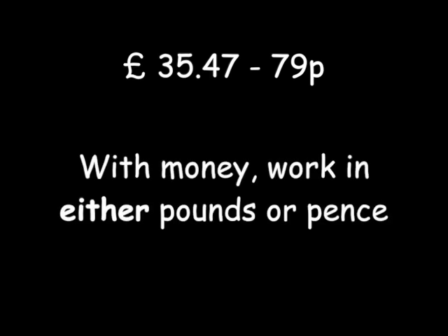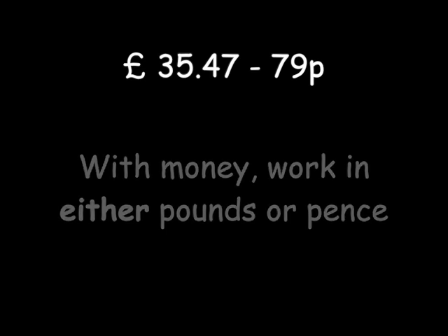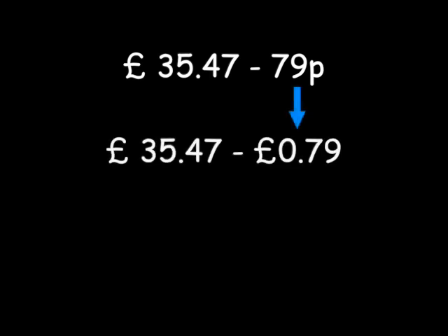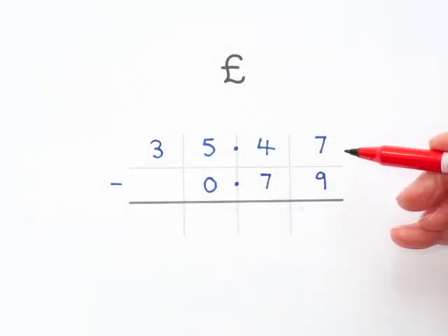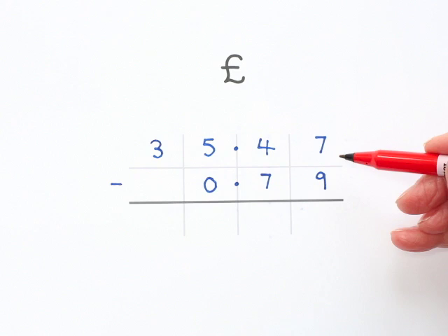Notice that if you have 2 sums of money, one written in pounds and one written in pennies, you have to change one of them so that both amounts are written in the same units. For example, £35.47p, take away 79p. Change this to £0.79. So write the 2 numbers down here lining up the decimal points.